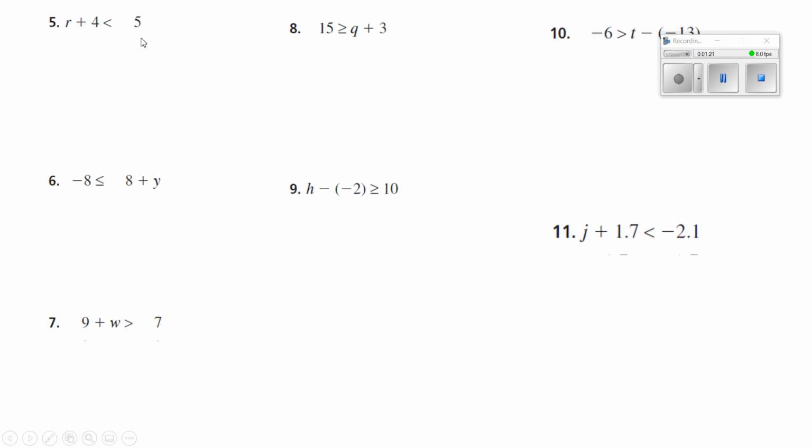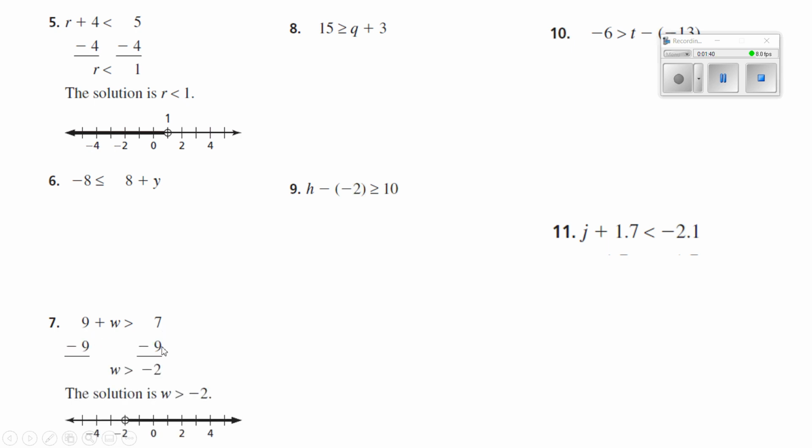Next to number 5, I'm going to subtract 4 from both sides. When I do, 5 minus 4 is 1. R has to be less than 1. I'll make an open circle since there's no line there, right? And then all the numbers less than 1. Number 6 is yours.